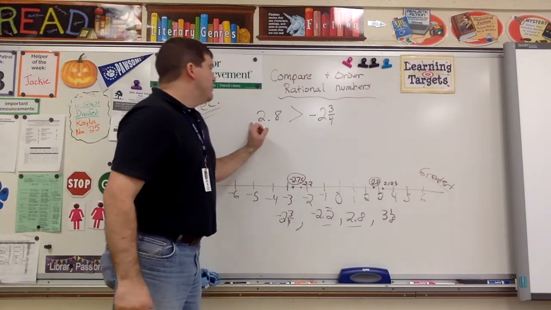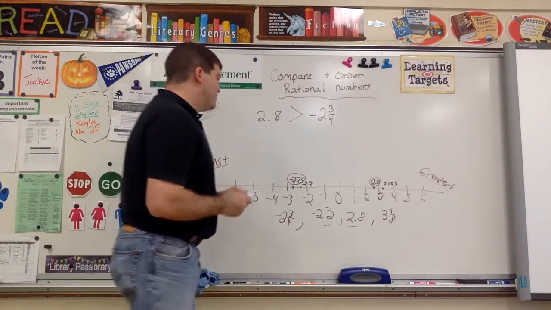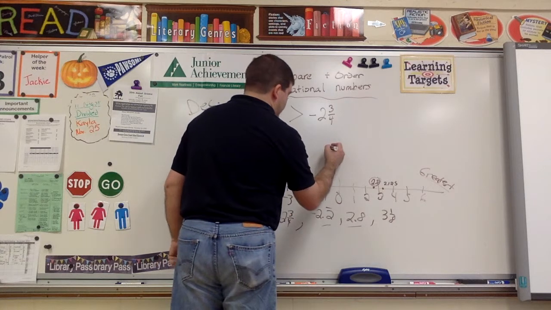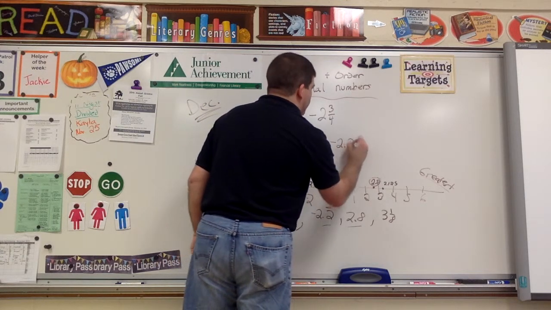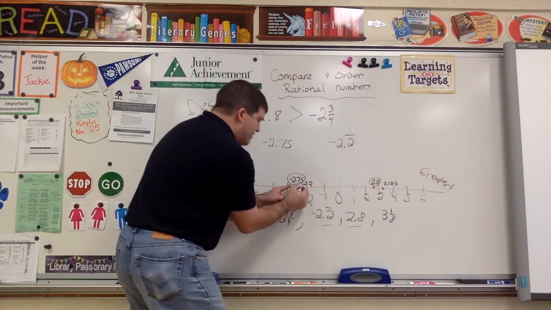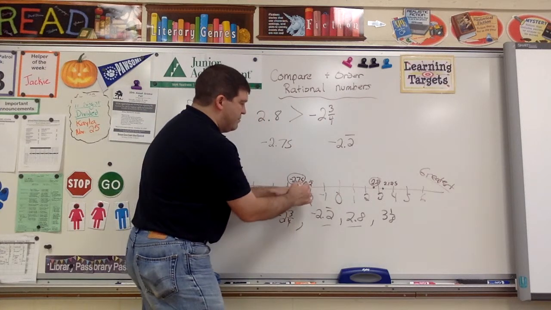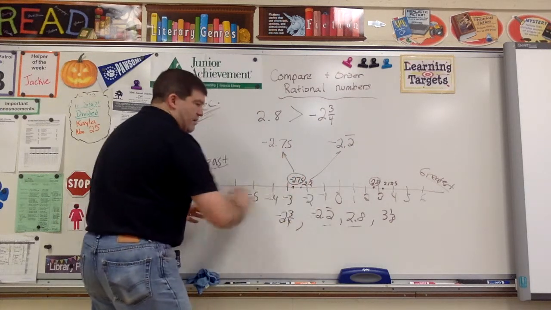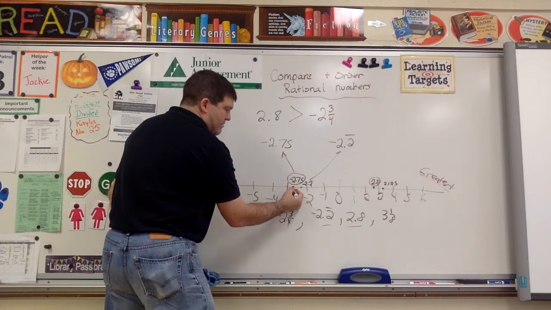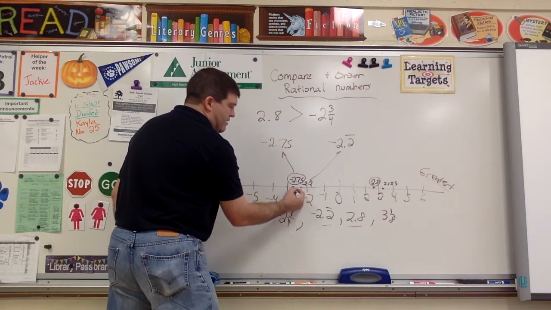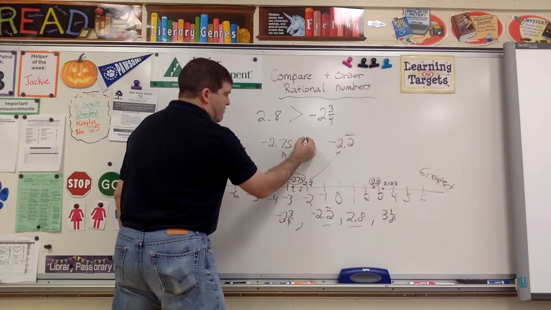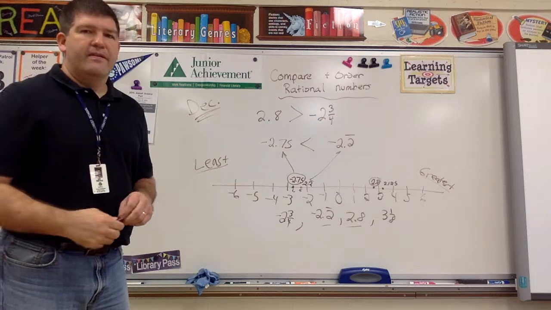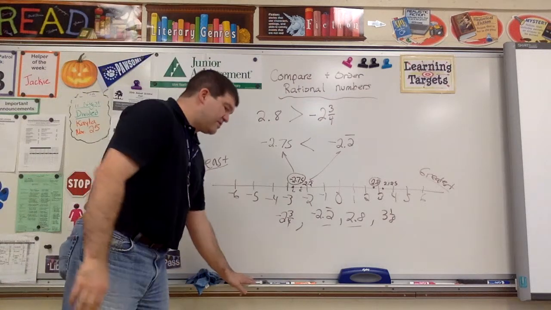Okay? It's a little bit more tricky when you're comparing negatives and negatives. So for example, negative 2.75 compared to negative 2.2 repeating. So I have these two right here. Negative 2.2 repeating is there. This one is here. So I look on my number line, which one is less? Well, less is over here, and this one is greater. So negative 2.75 is less than that. Okay? But once you put it on a number line, that's so helpful.